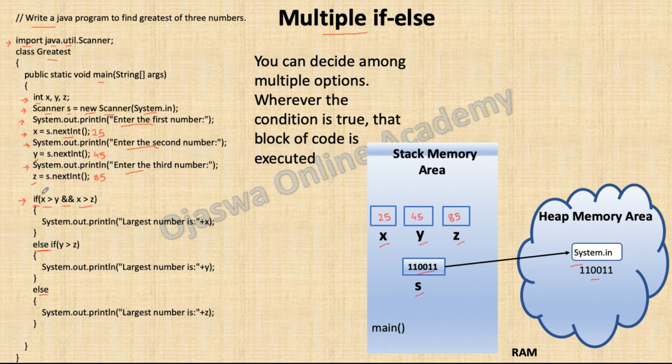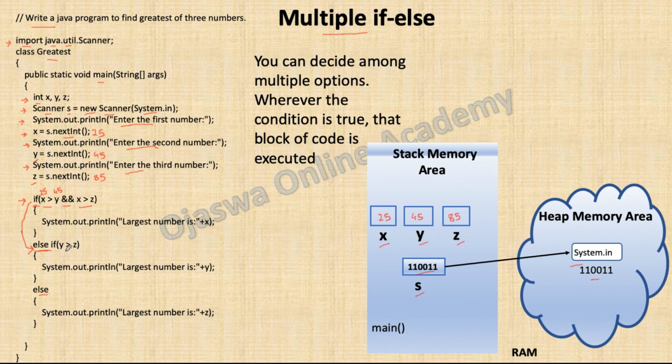So now let us check out our values. The value of x is 25 and the value of y is 45. 25 greater than 45 is false. Hence, x greater than y will return false, and as we are using the logical AND operator, the next condition x greater than z is not checked. This is skipped. So when the first condition is false, control will come out of the if block and go to the else if block.